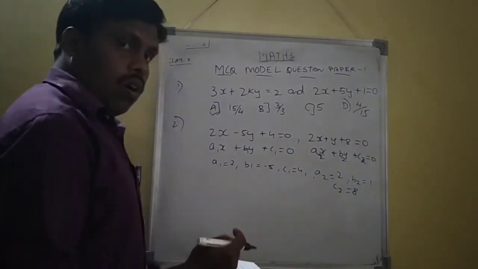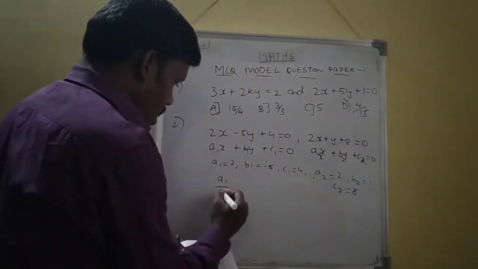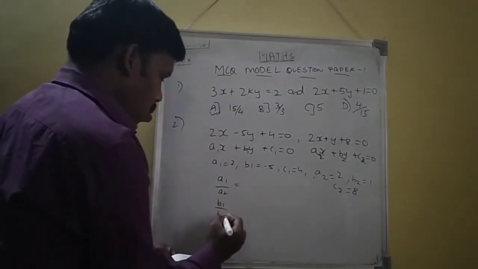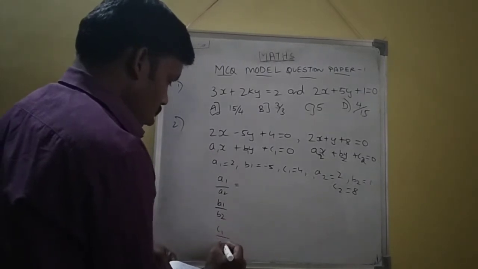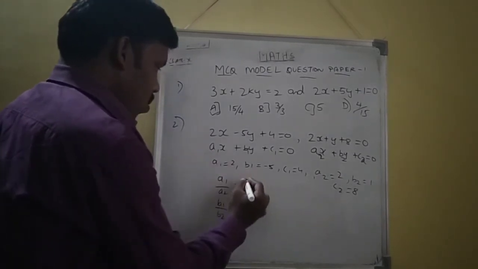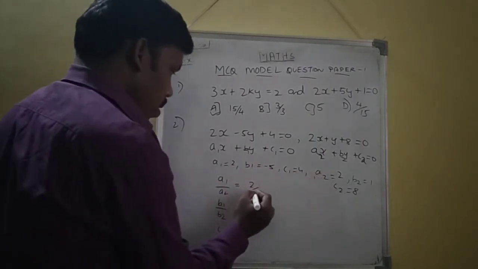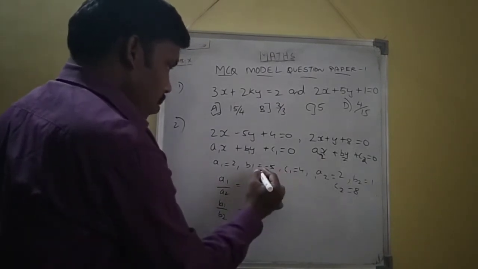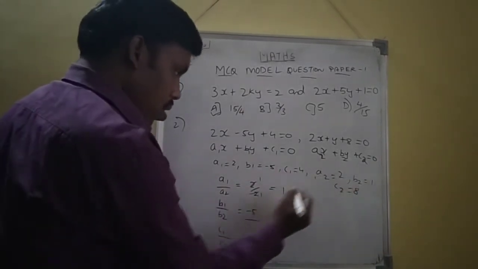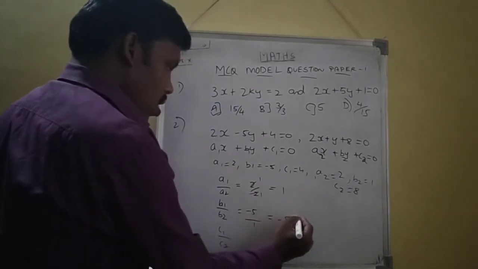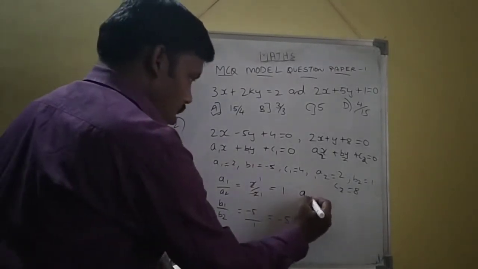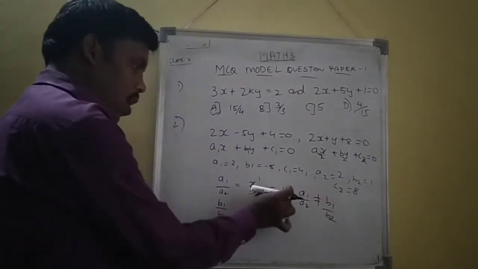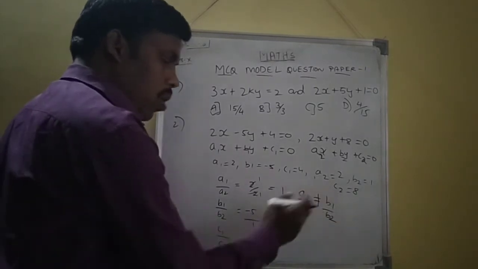Now we check the ratios of A1 by A2, B1 by B2 and C1 by C2. What is this? A1 by A2 is 2 by 2, so 1. B1 by B2: B1 is minus 5, B2 is 1, so it is minus 5. By this we can say that A1 by A2 is not equal to B1 by B2. A1 by A2 is 1 and B1 by B2 is minus 5. So both are not equal.